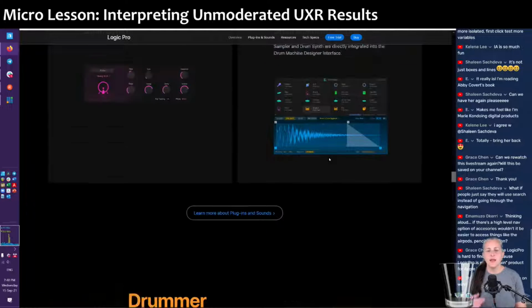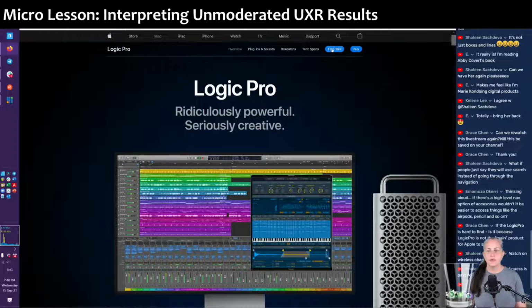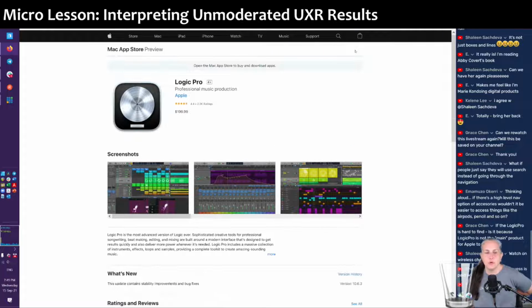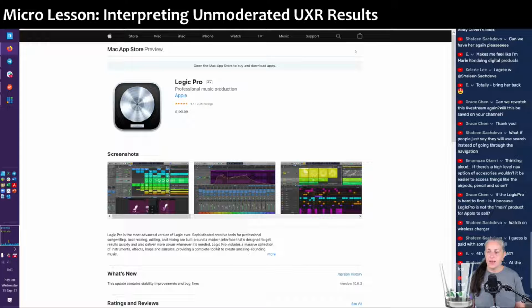So it's funny. These were up in the nav the whole time, but I was so busy looking at this other stuff. So free trial or buy. So Apple makes money when you buy Logic Pro. It's $200 American dollars. Is it a main product for Apple to sell? I don't know. It's quite popular. I don't know why it's so hidden.